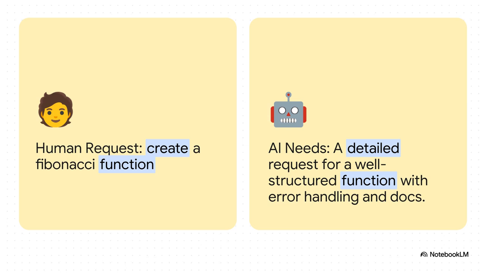On the left, that's us, a totally normal human request: create a Fibonacci function. But on the right, whoa. That's what the AI actually needs to give you a perfect result. It's this super detailed, templated set of instructions that covers everything from error handling to documentation. So the real question is, how do we bridge that gap automatically?